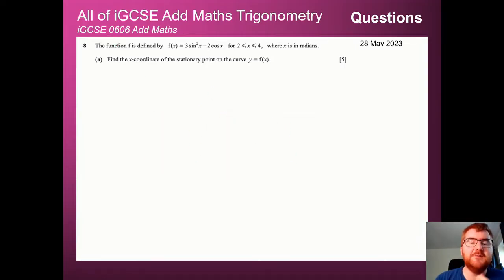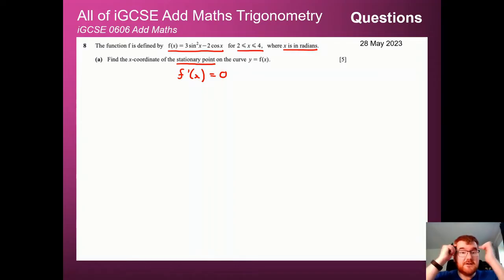Right, let's continue. So the function f here is defined as f of x equals 3 sine squared x minus 2 cos x. Interestingly, our domain here is between 2 and 4. That's going to be crucial for this question, and we are working in radians. So first of all, we need to find the x-coordinate of the stationary point on the curve y equals f of x. As soon as you see this phrase, stationary point, you need to be thinking first derivative and then setting that first derivative to 0.